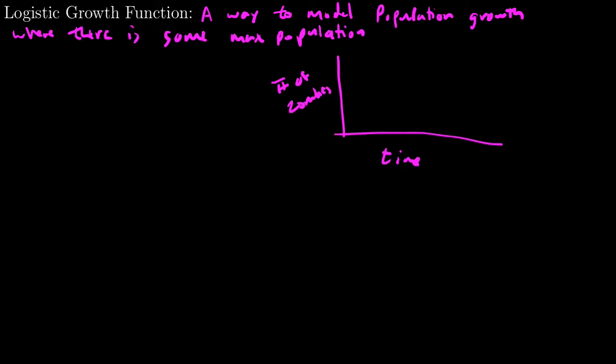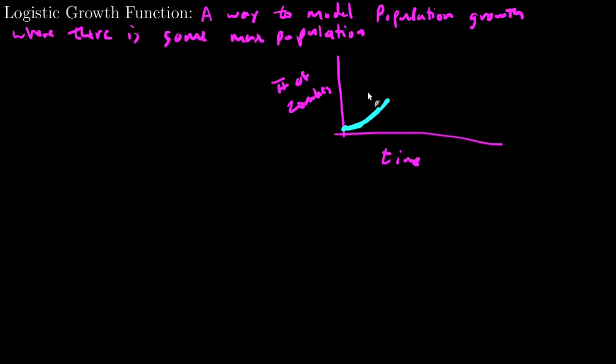And of course, you always start off with very few zombies. In the very beginning, the number of zombies will grow very slowly because there are very few zombies to pass on zombieism or whatever. So it's going to grow, but very slowly. But as it grows, there are now more zombies to create other zombies. So it grows faster and faster and faster to a point.